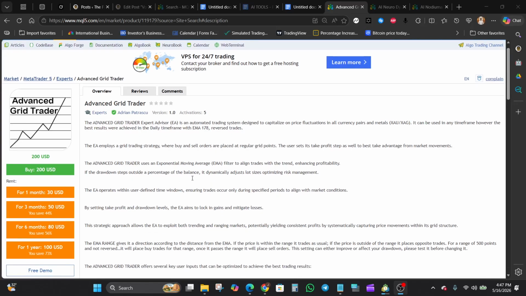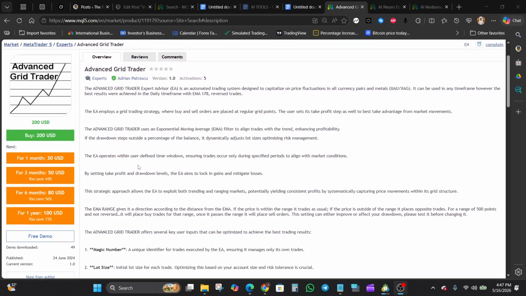So right here on the MQL5 Marketplace page, we can see that the Advanced Grid Trader EA is developed by Adrian Patrascu, and it is currently listed as an MT5 expert advisor. The pricing here is quite flexible. It can be purchased outright for $200 or rented on different plans: 1 month $30, 3 months $50, 6 months $80, and even up to a year $100 with discounts for longer term usage.